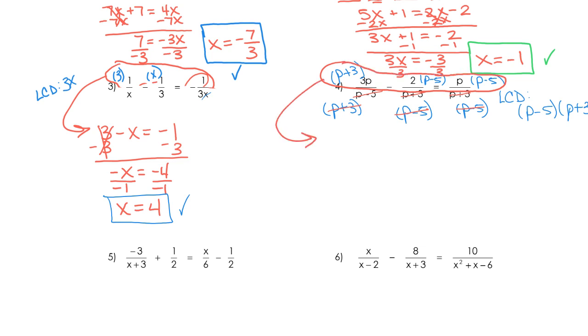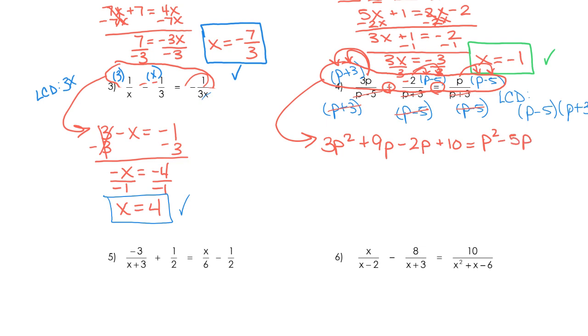Okay, so we'll take it down here. 3p times p is 3p squared. 3p times 3 is positive 9p. All right, there's that minus sign. Turn it into a positive and put it closer to the 2. And now we're distributing a negative 2. So negative 2p and positive 10. Equal sign. P times p is p squared, and p times negative 5 is negative 5p.